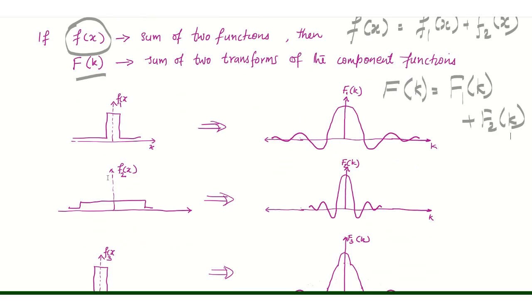For example, if you have a square wave, a square pulse like this one, and if you try to Fourier transform it, this will be like, okay, this F1(k) is a sinc function having a certain width.